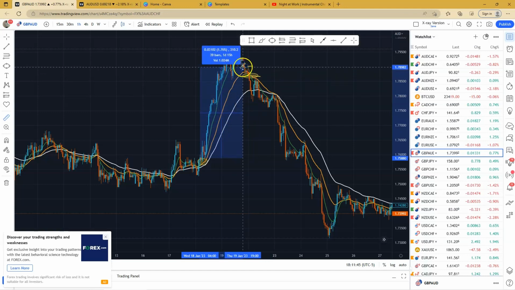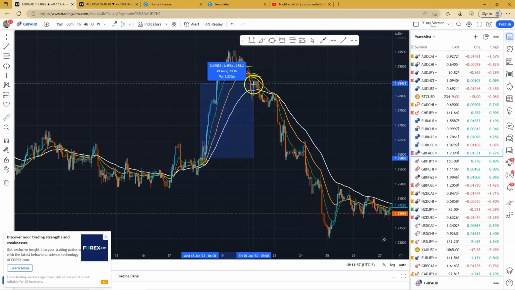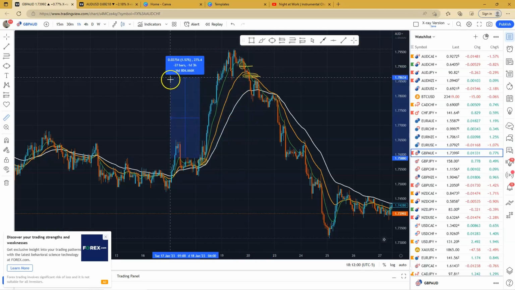So I would probably take my first exit. If not, and I felt really confident that it's going to continue up, I would hold it until I saw the cross. Because once I see the cross, that's an indication that price and momentum is starting to change. All right, so that's what I would do.